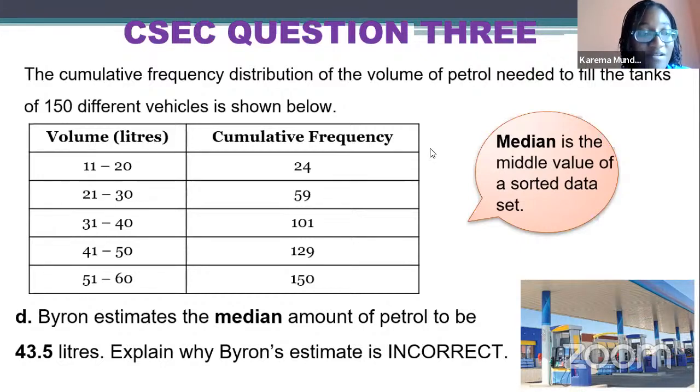Now, look at what Byron gave as his median. He's saying the median is 43.5 liters. Would that be correct? No, he wouldn't be, because he would be outside of the median class. We just found the median class to be 31 to 40. So any median that I am going to get must be somewhere between 31 to 40. Anywhere outside of that would be outside of the median class. Are you getting what I'm saying?